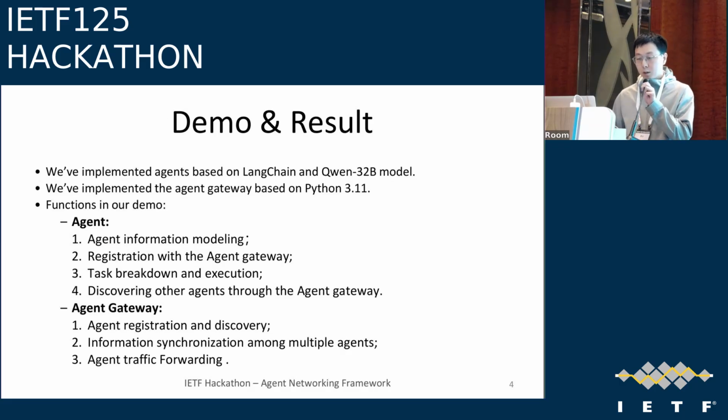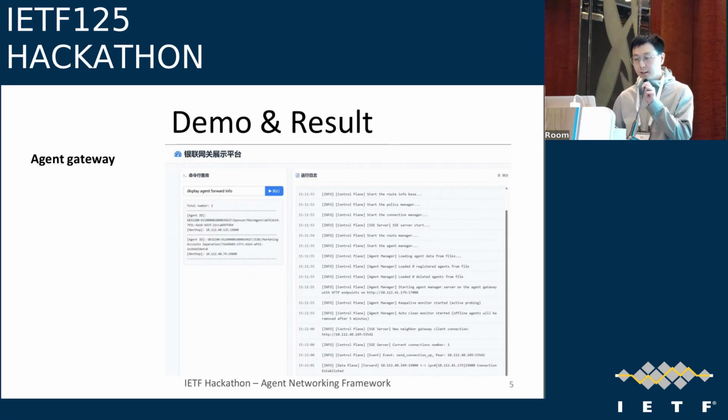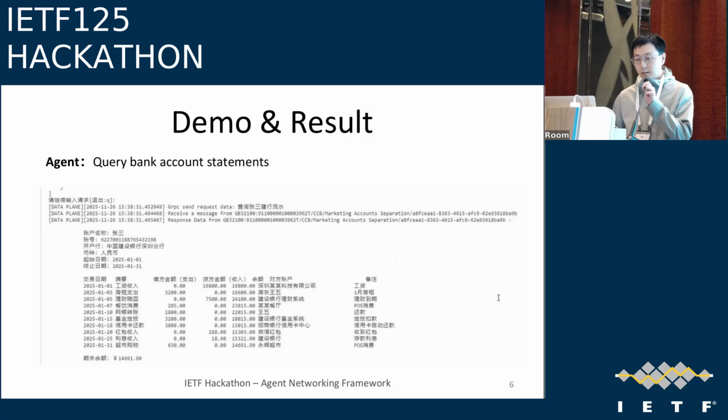In our demo, the agent has the following functions: agent information modeling, registration with the agent gateway, task breakdown and execution, discovering the agent through the agent gateway. The agent gateway has the following functions: agent registration and discovery, information synchronization among multiple gateways, agent traffic forwarding. This is the agent gateway page. This figure shows how a sponsor agent queries the bank account statements through the gateway.